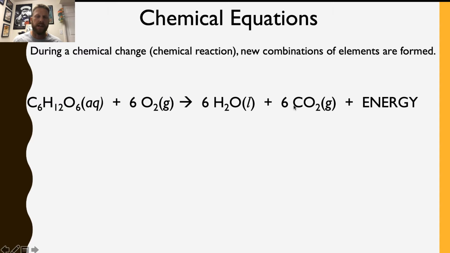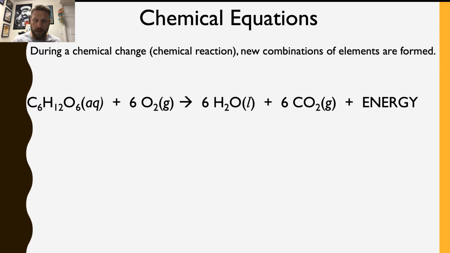This is a chemical equation. It is a representation of a chemical reaction where one set of substances rearranges and forms new bonds to make a new set of substances. These are all chemical formulas of different substances. You may recognize this one right here, H2O, that is water.